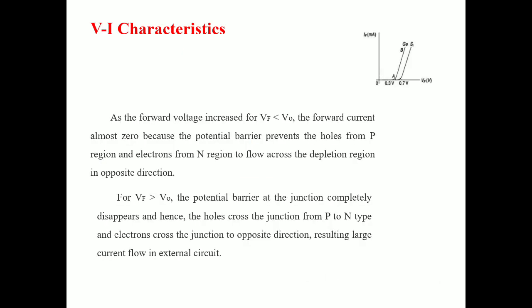What about the VI characteristics? My VF is greater than V naught. The potential barrier at the junction completely disappears, and hence the holes cross the junction from P to N type material, and electrons cross the junction in the opposite direction, resulting in a large current flow in the external circuit. In forward biasing, the current flows from higher potential to lower potential, and the electrons flow in the opposite direction, and you will get the maximum current.